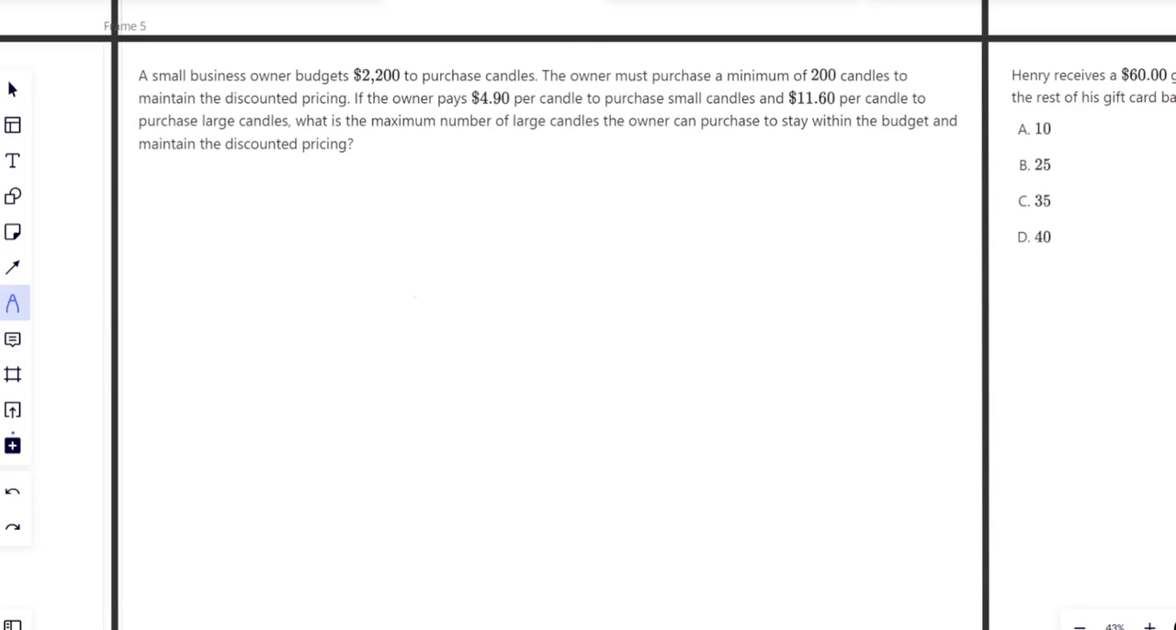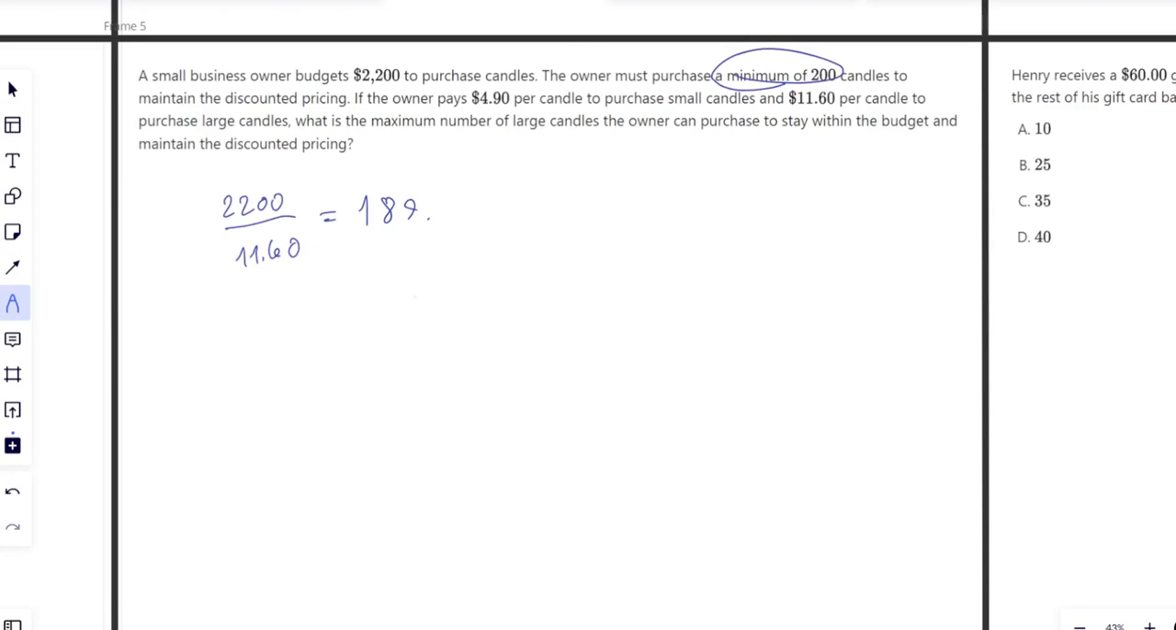What I might do is try to solve this out. You could also try to graph it out, but what I think I'm going to do is just take the 2200 and divide it by 11.60 and see what I get. So what if we only purchased large candles? What I get is that this is about 189 point something. Obviously that won't work because we need the minimum of 200 candles.